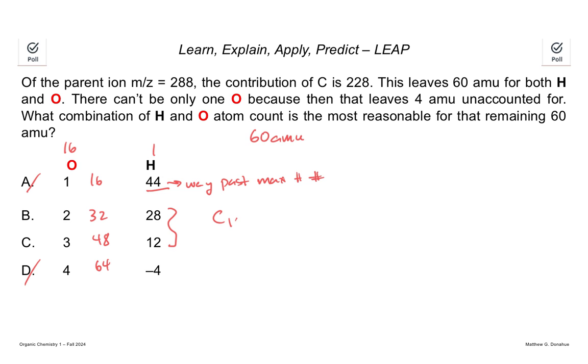So C19H28O2, or C19H12O3. So from that, we have to choose which one's best. And now what we can do from those 2 is calculate degrees of unsaturation and see if one's more reasonable than the other.